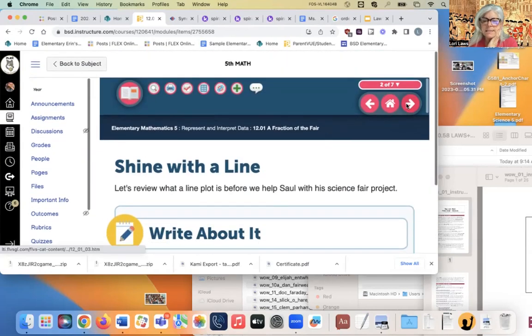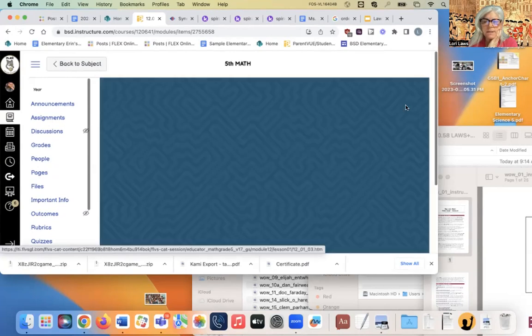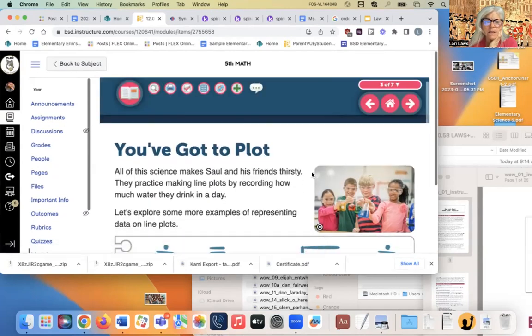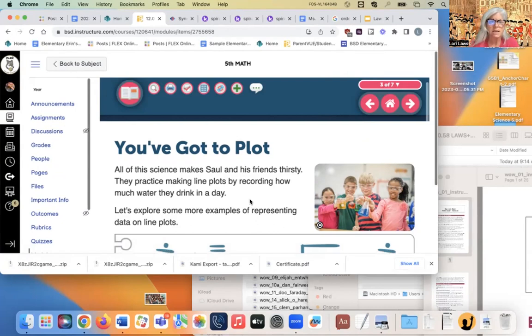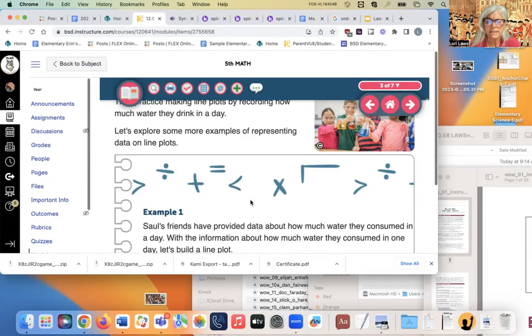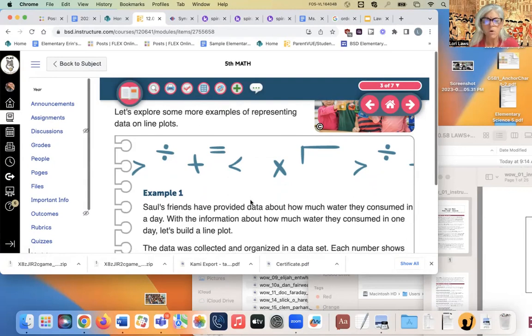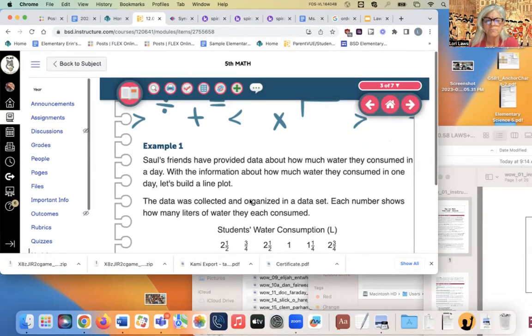So let's go to the second page of this unit. You've got to plot. All of this science makes Saul and his friends thirsty. They're practicing line plots by exploring how much water they drink in a day. You guys, are you good at drinking water? I'm trying to drink more right now.